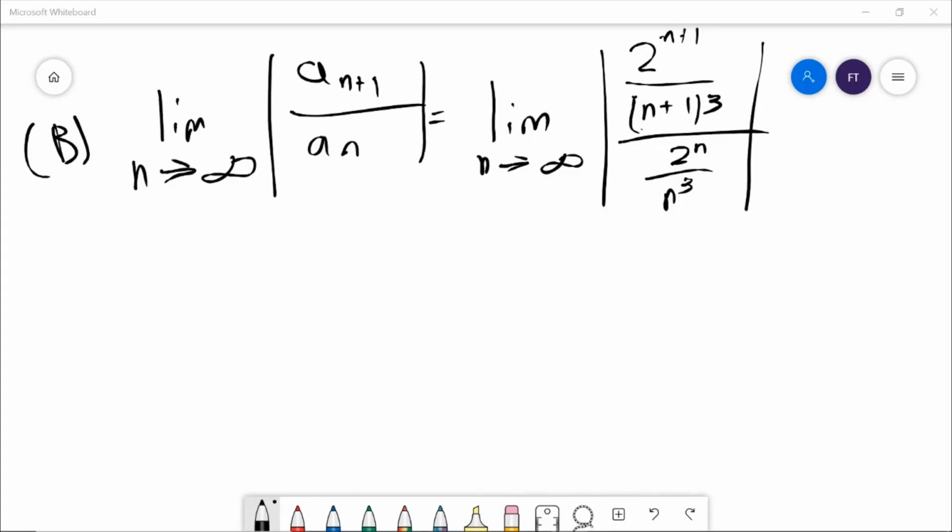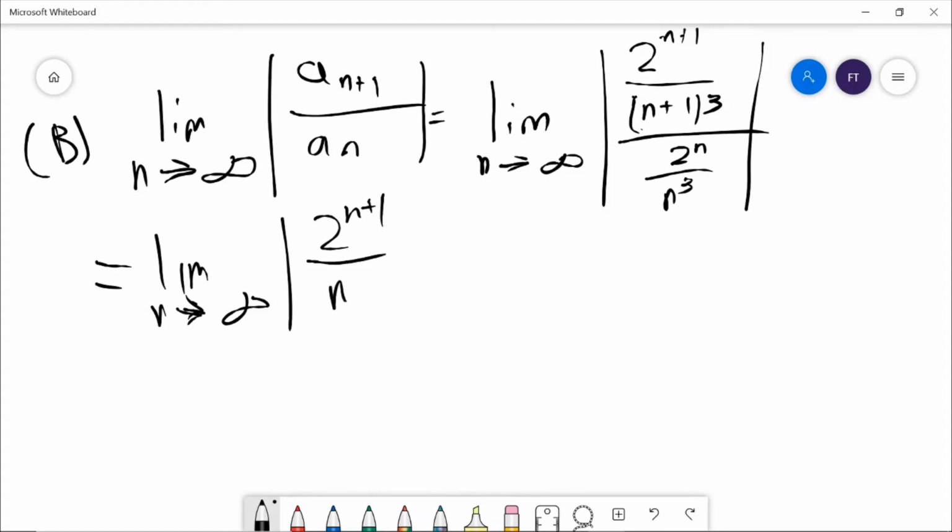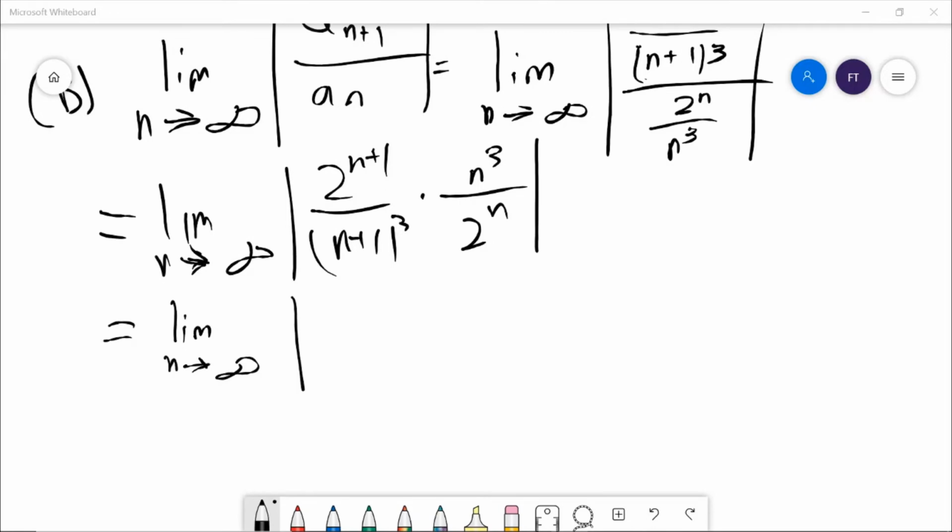To evaluate the limit as n goes to infinity of a of n plus 1 over a of n, we plug in our formulas for a of n plus 1 and a of n. We may simplify this in a similar way to the previous problem. And so we get this as limit as n goes to infinity of 2 to the n plus 1 over n plus 1 cubed times n cubed over 2 to the n. Combining terms that are similar inside this limit, we get limit as n goes to infinity of 2 to the n plus 1 over 2 to the n times n cubed over n plus 1 cubed.